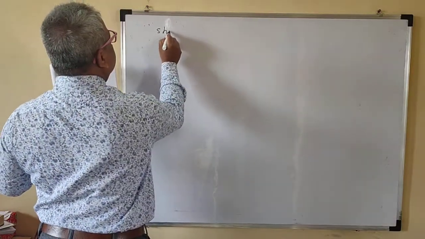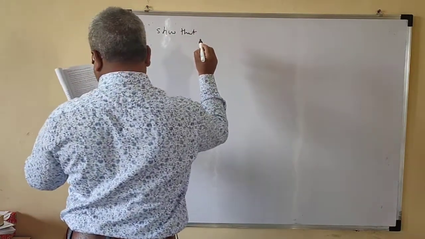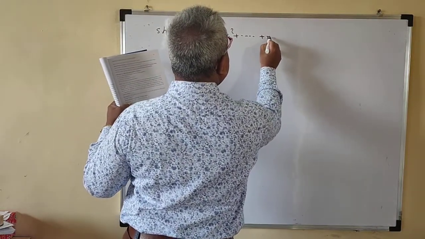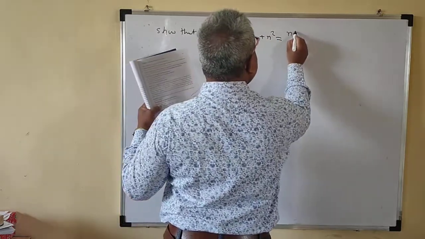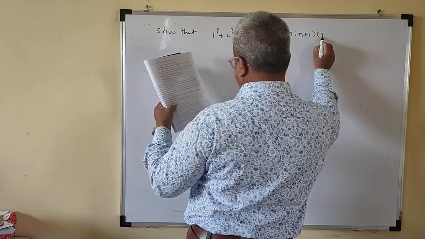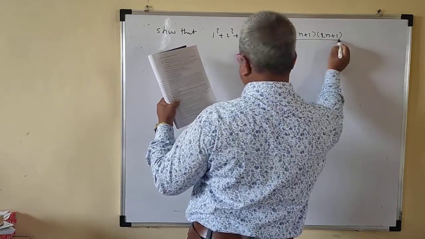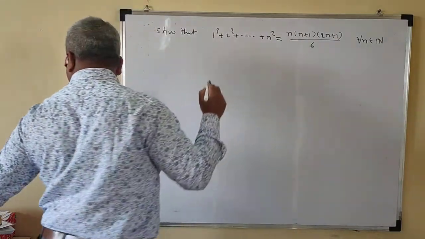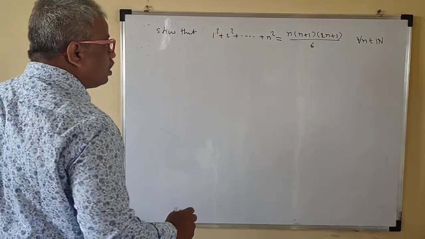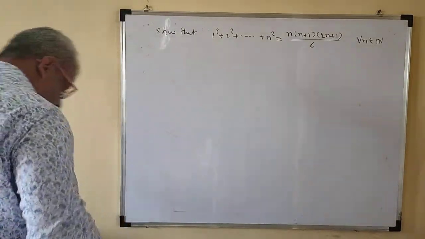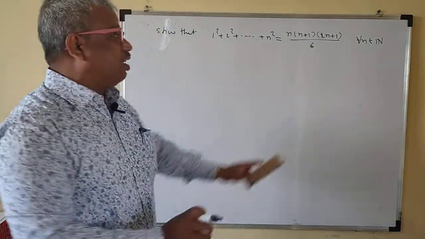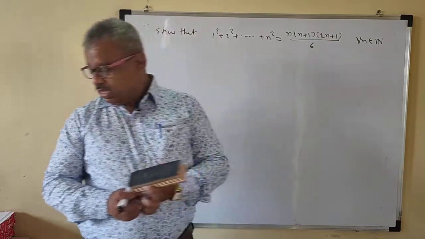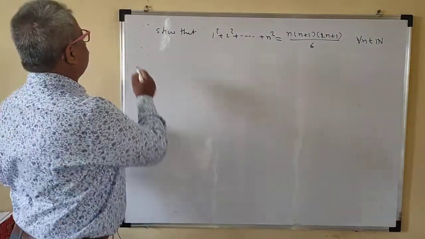Show that 1 square plus 2 square plus dot dot dot plus n square is equal to n into n plus 1 into 2n plus 1 upon 6, for all n belonging to N. Now see, your result depends on the set of natural numbers, right? So if the result depends on the set of natural numbers, try to apply mathematical induction. Okay, solution.